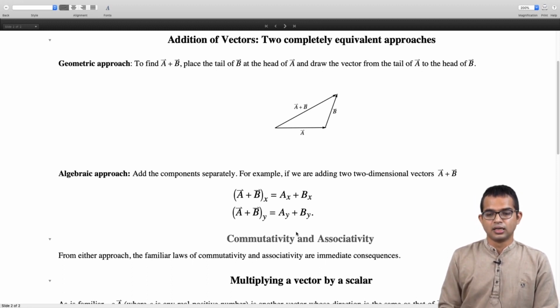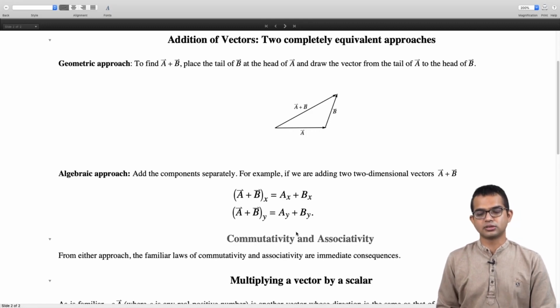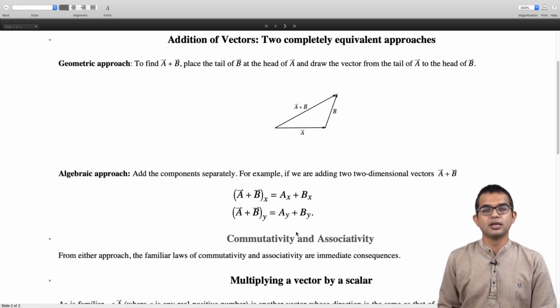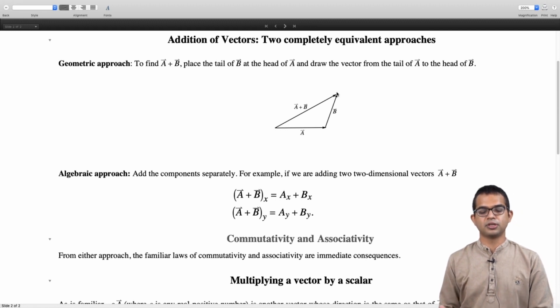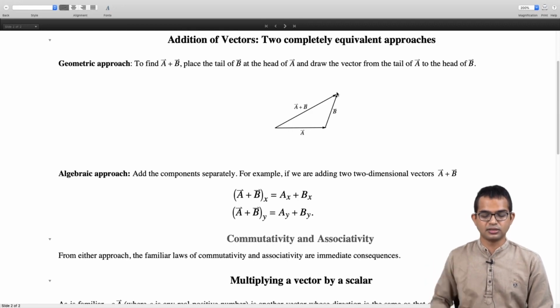So we're looking at vectors, and we observe that addition is commutative and also associative. What does commutativity mean? It simply means that it doesn't matter whether you add A to B or B to A, the result is the same. In the geometric approach, we could have started with the vector B and placed the tail of vector A at the head of vector B and then added it. It would still give us the same answer. So A plus B is the same as B plus A, and it's evidently clear also with the algebraic approach.